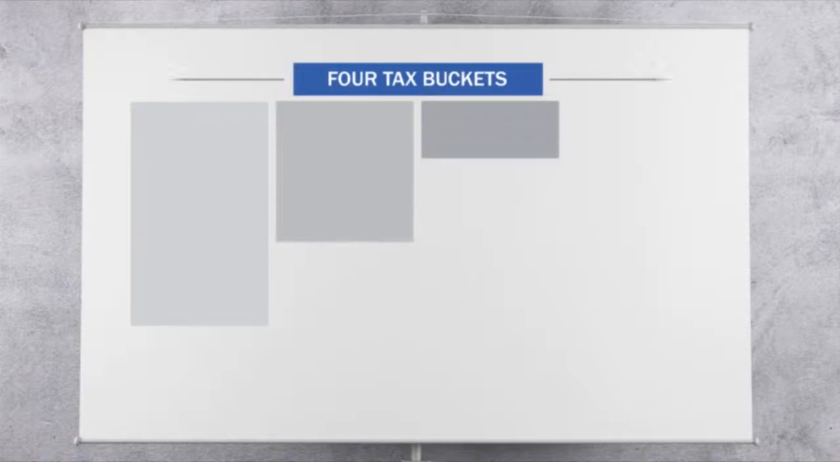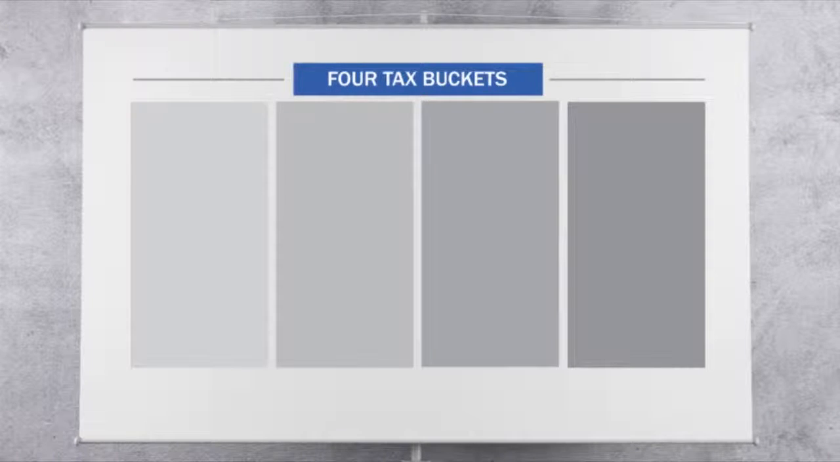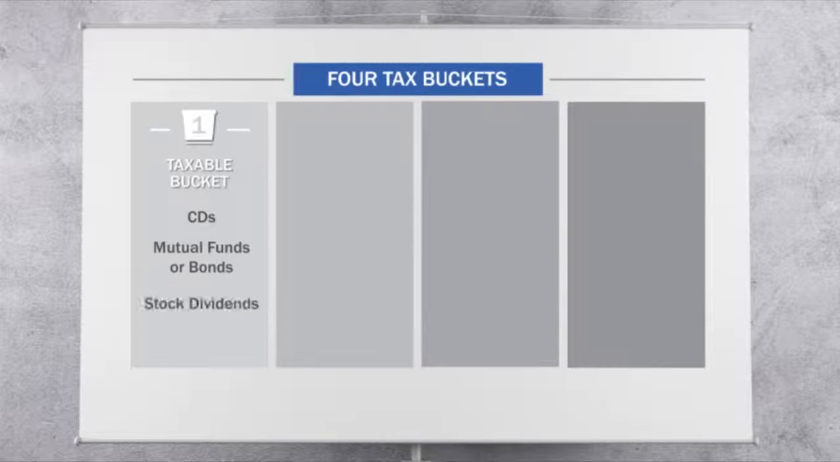The first bucket is your taxable bucket, so any accounts or financial vehicles that you pay tax on each year, whether or not you pull the money out, falls in this bucket. So what does that mean? It might be bank accounts like CDs, it might be brokerage accounts, your mutual funds or bonds, or even stock dividends. Anything that gives you a 1099 each year, even though you didn't pull the money out, maybe you're just reinvesting, that falls in this taxable bucket.